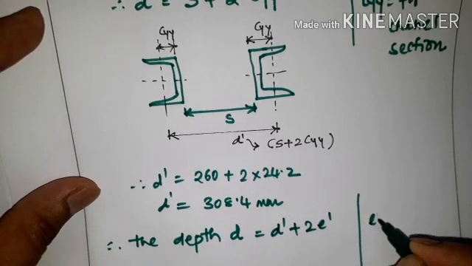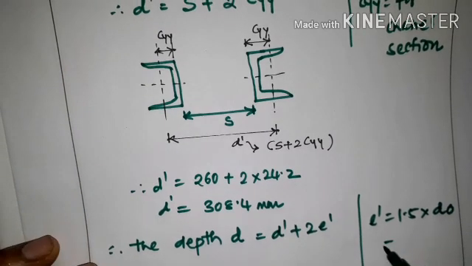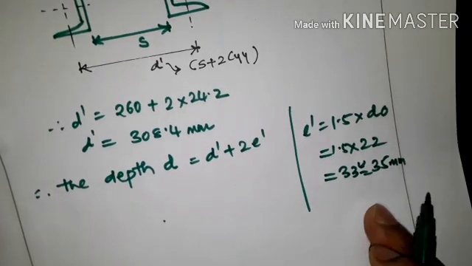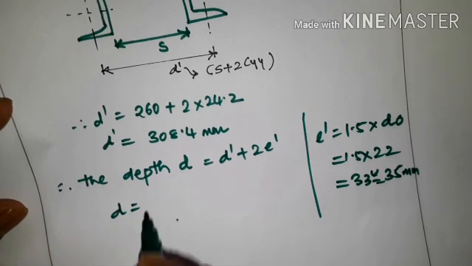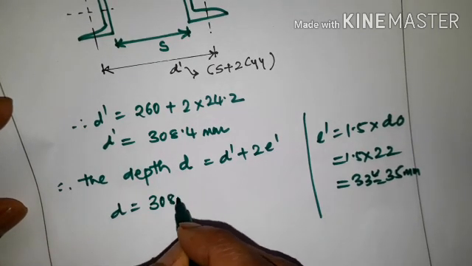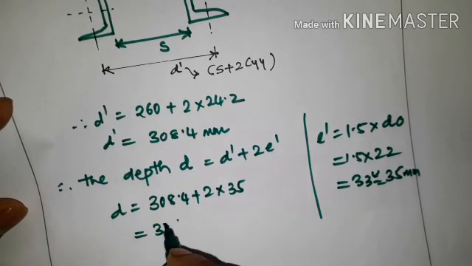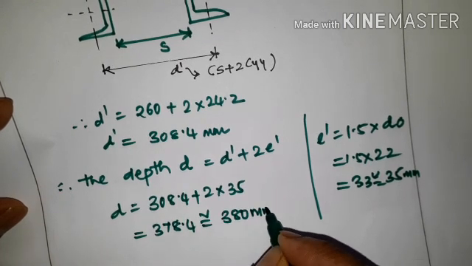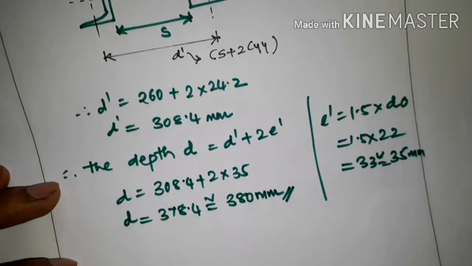Okay, so we will take e dash, that is edge distance, 1.5 times t naught. We get 1.5 times 22, so we get 33. We will take it as 35 mm. So d is equal to d dash, 308.4 plus 2 times 35, so we get 378.4, so that is 380 mm. So we got d is equal to 380 mm. Understood? So this is the depth of plate. So one by one we have to calculate it.